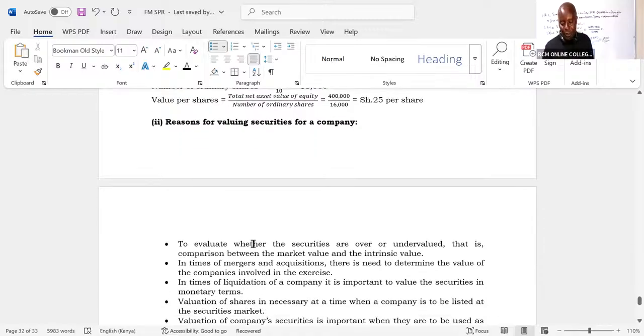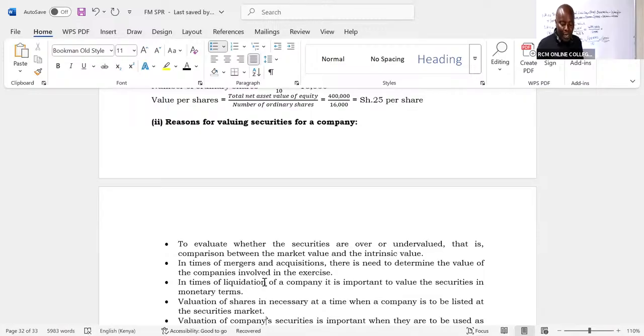In this case here, reasons for valuing securities of a company: to evaluate whether the securities are over or undervalued. That is a comparison between market value and intrinsic value. I'll be able to come back to that later. In terms of mergers and acquisitions, there is need to determine the value of the companies involved in the exercise. In terms of liquidation of a company, it is important to value the securities in monetary terms when a company is being liquidated. When a company is unable to pay its creditors, and then the judge has lifted his hammer and said, let's sell this company, at that point, it will be important for us to value a company.